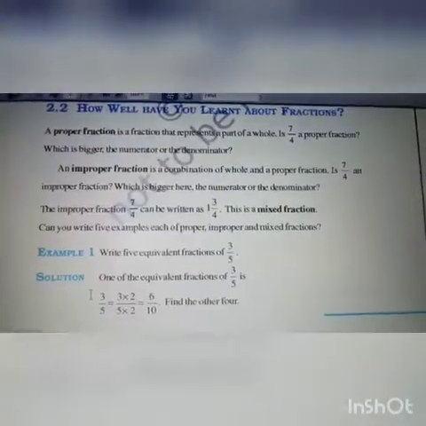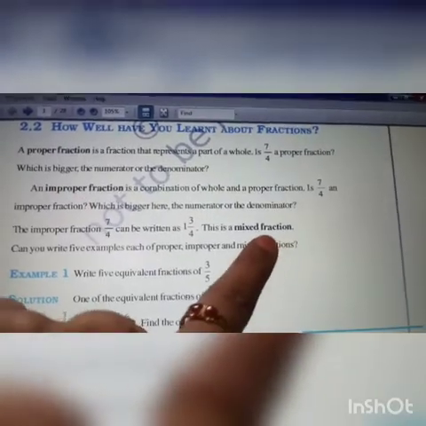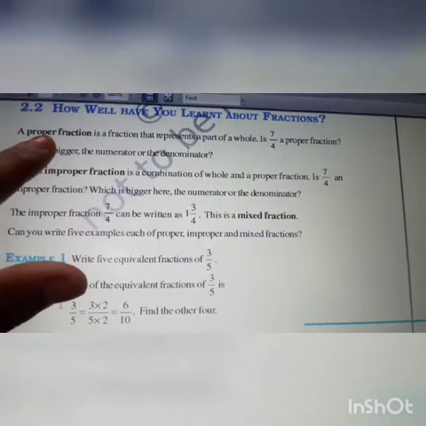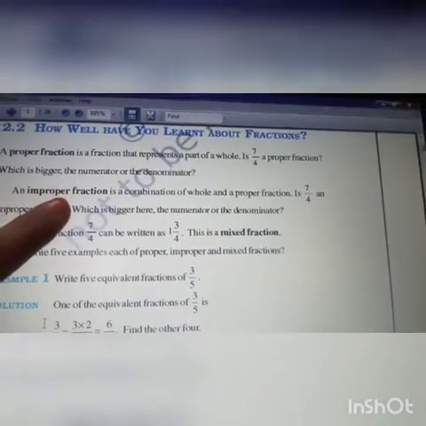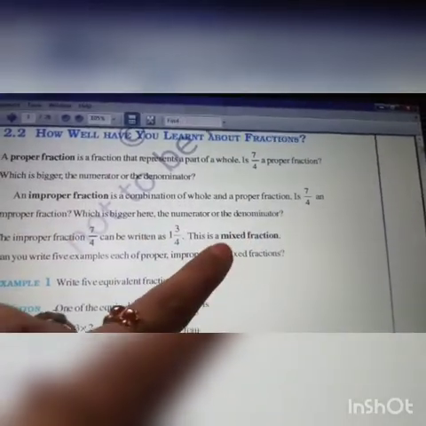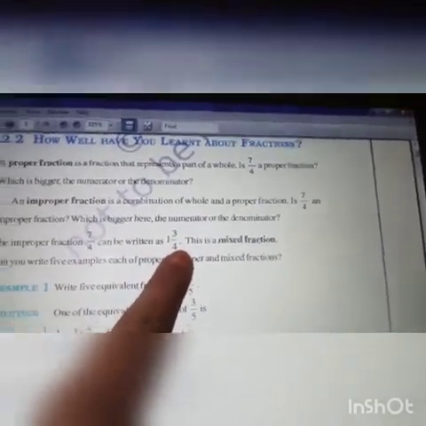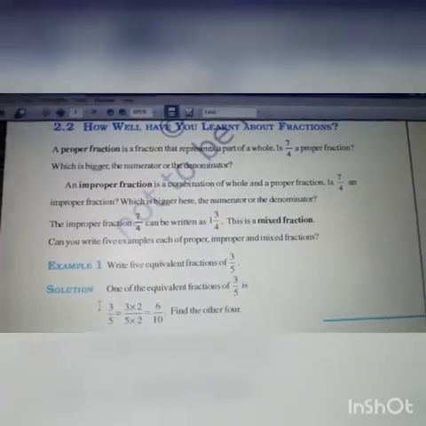Then types of fractions will be there. See, proper fraction, improper fraction, mixed fraction. In a proper fraction, the numerator is lesser than the denominator. In an improper fraction, the numerator is greater than the denominator. A mixed fraction has a whole part and a proper fraction. These are all definitions we should learn. I hope we have already learned them in your previous grade itself.